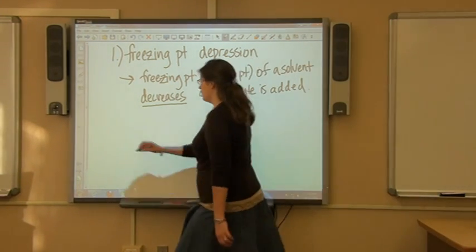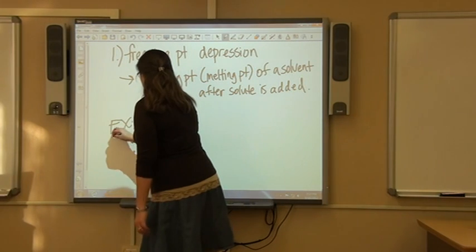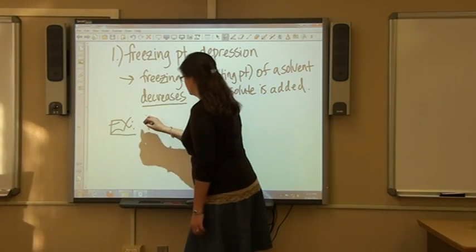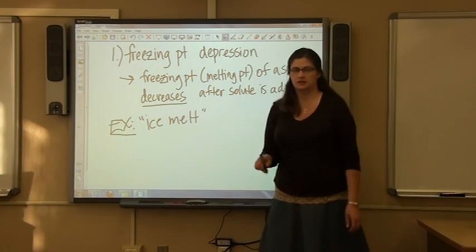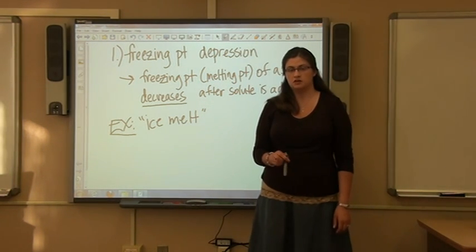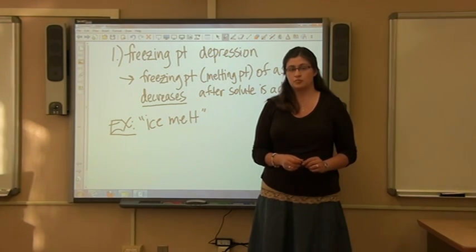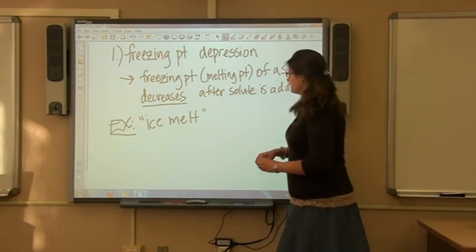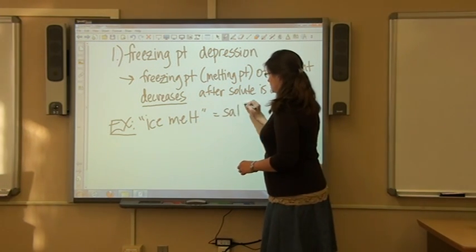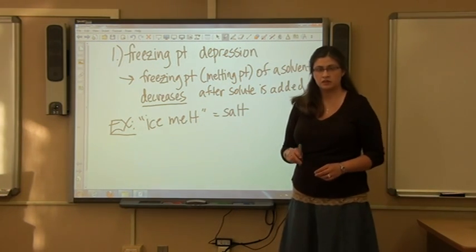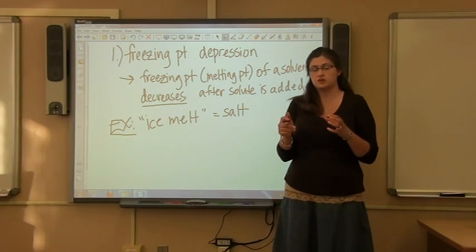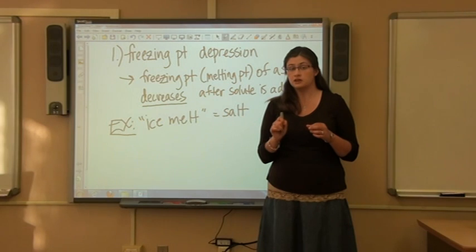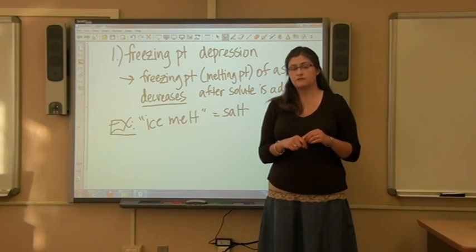The best example of freezing point depression is ice melt. Okay, so we all live in Wisconsin. What do you do when your driveway gets slippery in the wintertime? You put ice melt on it, right? Ice melt is basically just salt. And what it does is, when the salt combines with the frozen water, the ice on your driveway, it forms a solution.